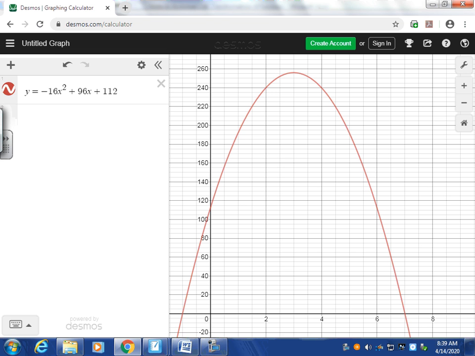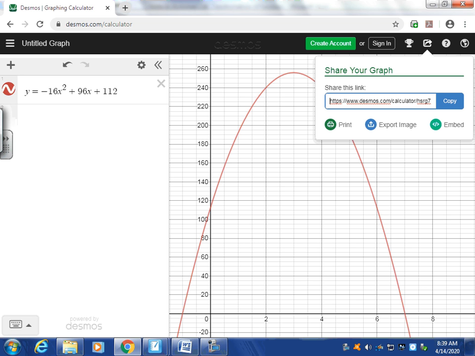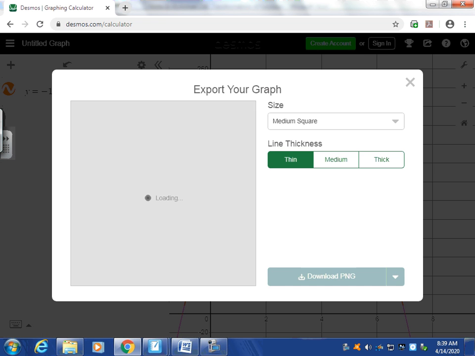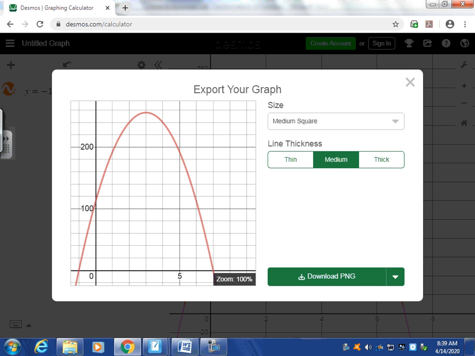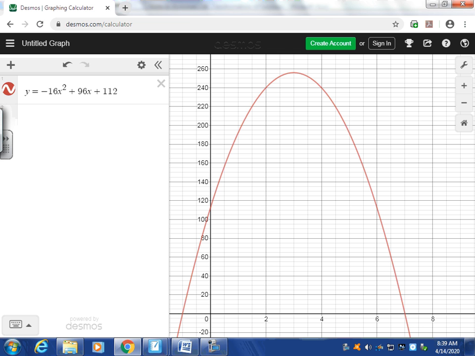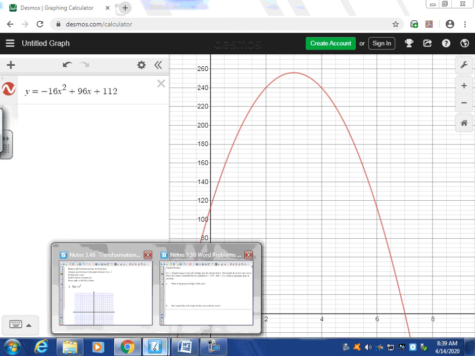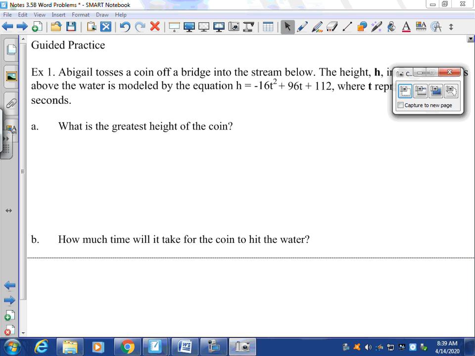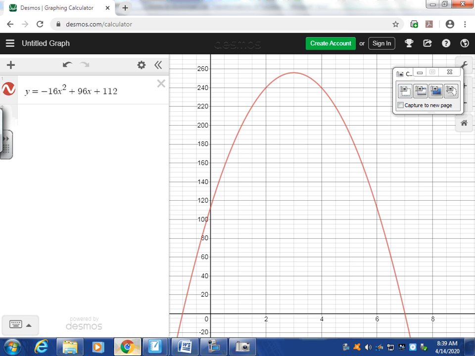One of the things I'd like you to do with this is take a picture of this graph, and then label the graph with what you know about the graph. That helps to answer the questions. So let's take a picture of it. Export the image. Well, actually, I might just take a picture of it because I have a Smartboard, but you would need to export it, because that way you would be able to bring it over and work with it.